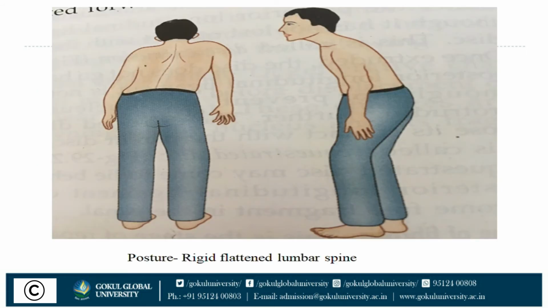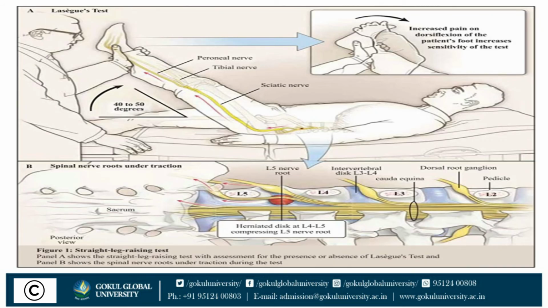This is the SLRT procedure: how to do it, when it is positive and when it is negative, and if it is positive, then which nerve root compression is present.